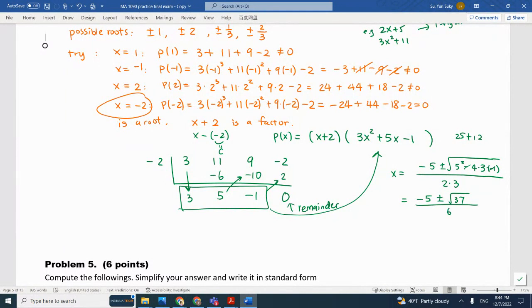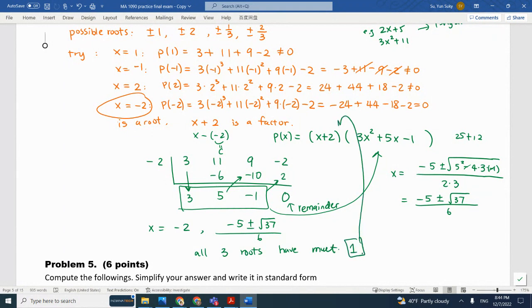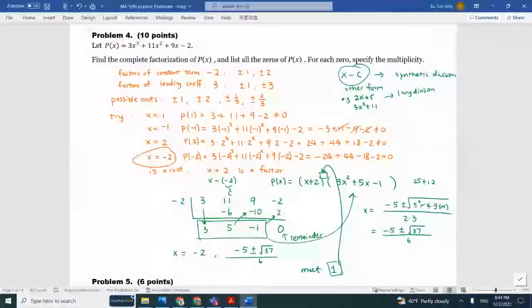So the roots, we have 3 roots. They are -2 and -5 plus or minus the square root of 37 over 6. All the roots have multiplicity 1. So all 3 roots have multiplicity 1. Multiplicity is the exponent, the power of the factor. So all of them have multiplicity 1. So this is problem 4.